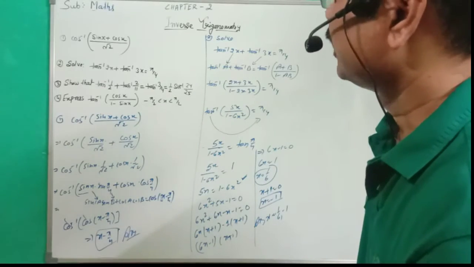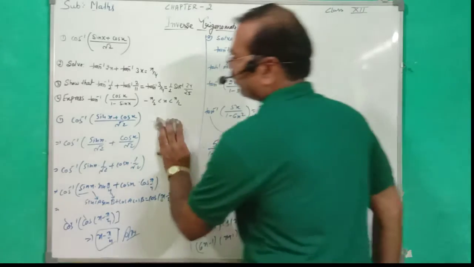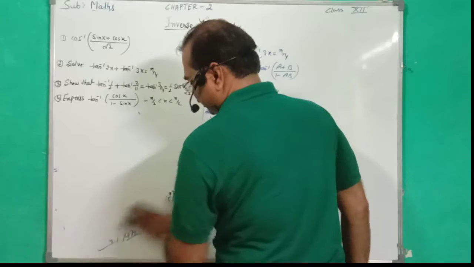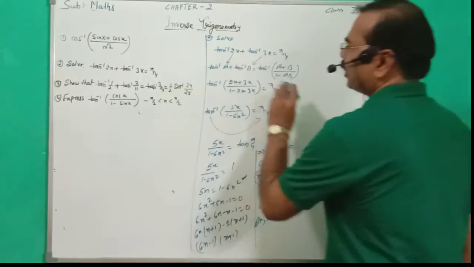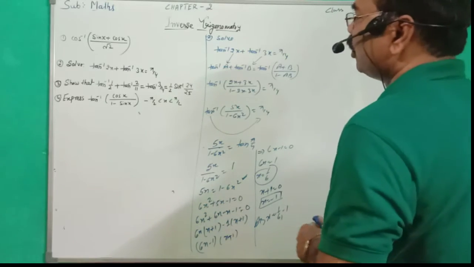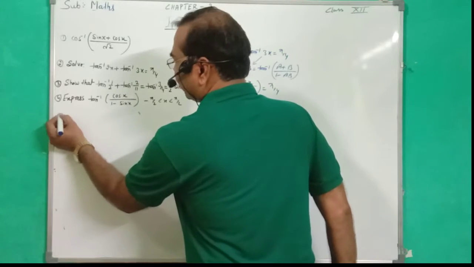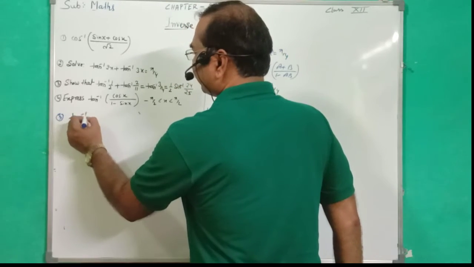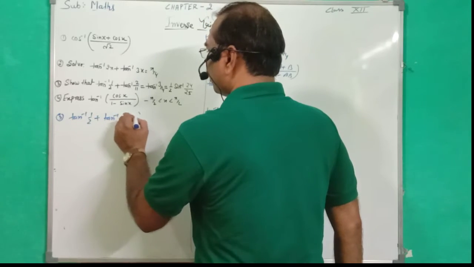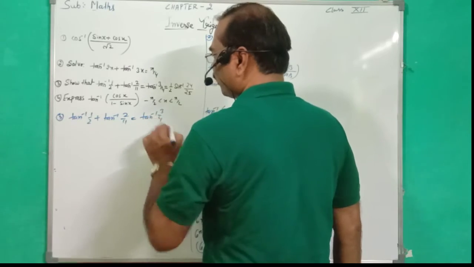Now the third question is: tan⁻¹(1/2) + tan⁻¹(2/11) = tan⁻¹(3/4) = 1/2 sin⁻¹(24/25). Now, third question, students: you are given tan⁻¹(1/2) and tan⁻¹(2/11). We have to prove that the value is tan⁻¹(3/4).